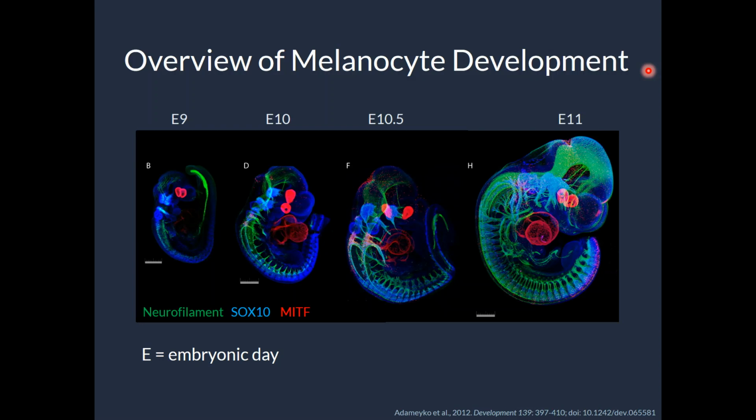For example, this figure shows mouse embryos that were stained with neurofilament, which is a neuronal precursor marker, in green, and with the markers SOX10 and MITF in blue and red, which label neural crest cells and also pigment cell or melanocyte precursors. As you can see, a label is included in the figure that matches the colors that are used in the staining. In addition to that, I also indicated that the abbreviation E stands for embryonic day.